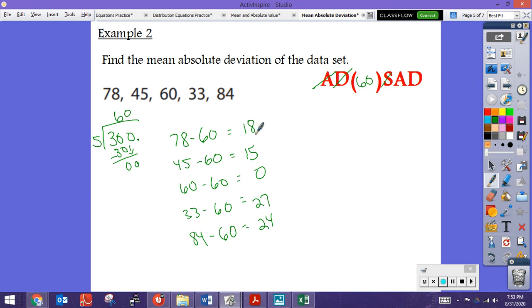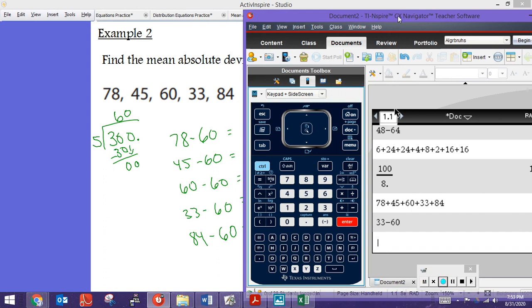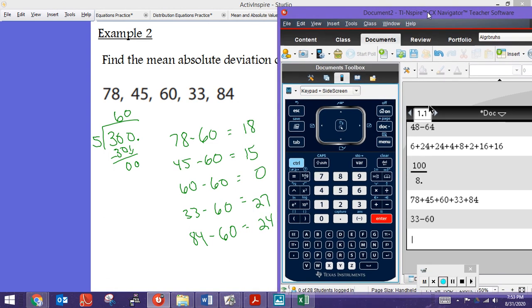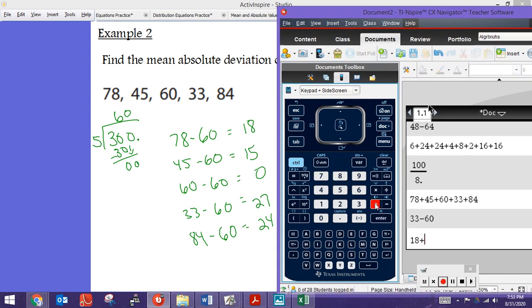Alright, and so now we've done the subtraction. Now we add, so we're going to add all these numbers up. 18 plus 15 plus 27 plus 24. Right, you don't need to type in plus 0 because it's going to be the same thing. Even though 0 is there, you still divide by 5 on the next step. Don't think that because that's 0 it doesn't count. 0 is still a number, it just doesn't have a numerical value. So you're still going to divide by 5.